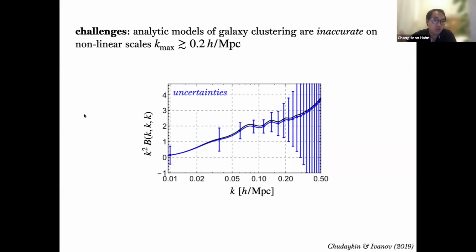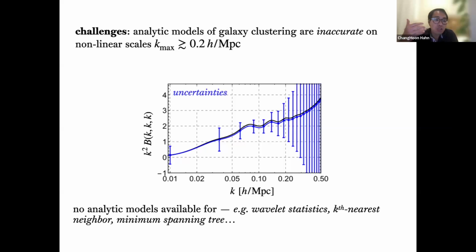So you wouldn't be able to extract any cosmological information from those scales. And of course, there's currently no analytic model available for many of the summary statistics that people have found to be very promising, like wavelet statistics, kth nearest neighbor, or minimum spanning tree. So there'd be no way to analyze these with the standard perturbative approaches.